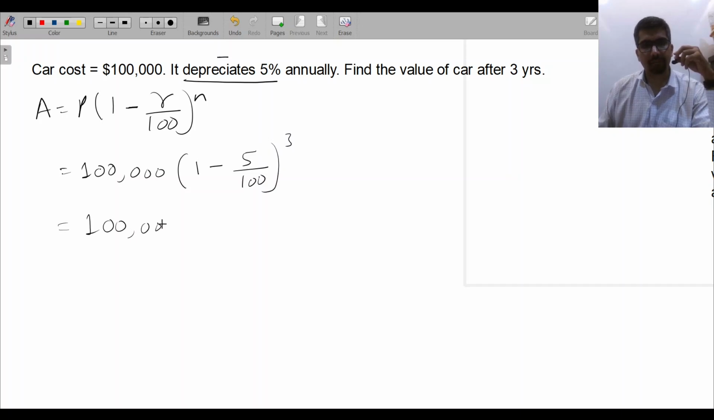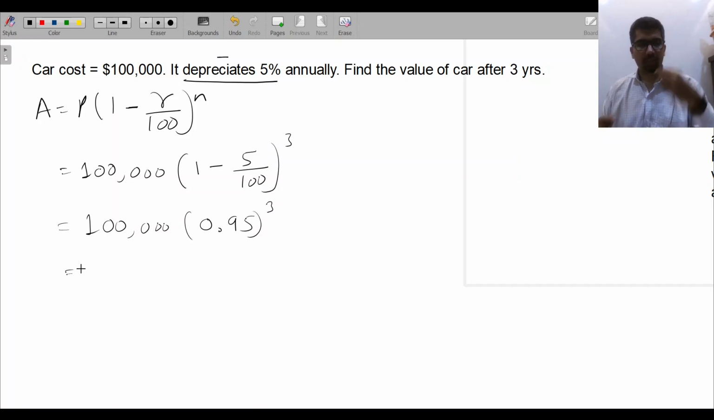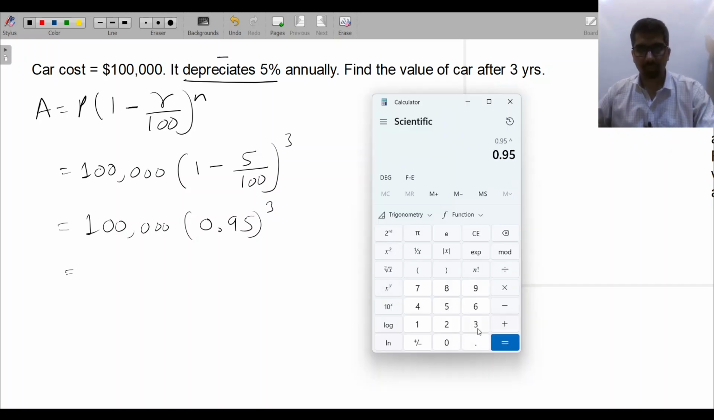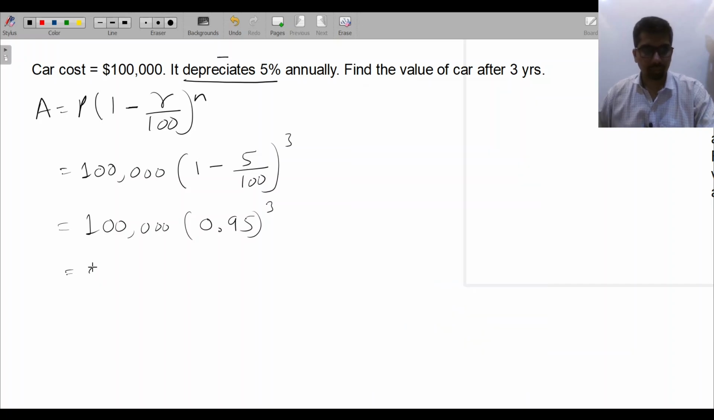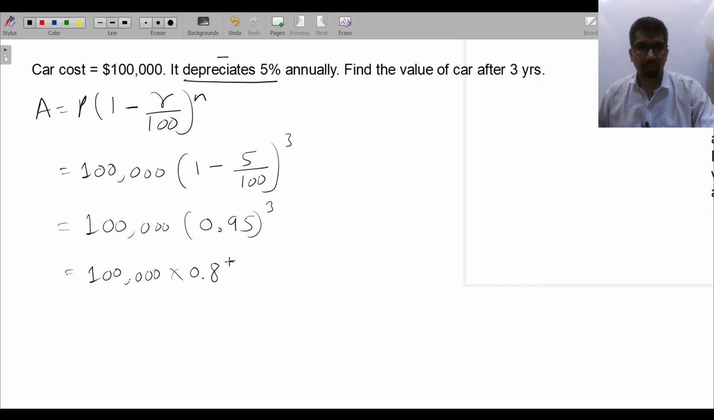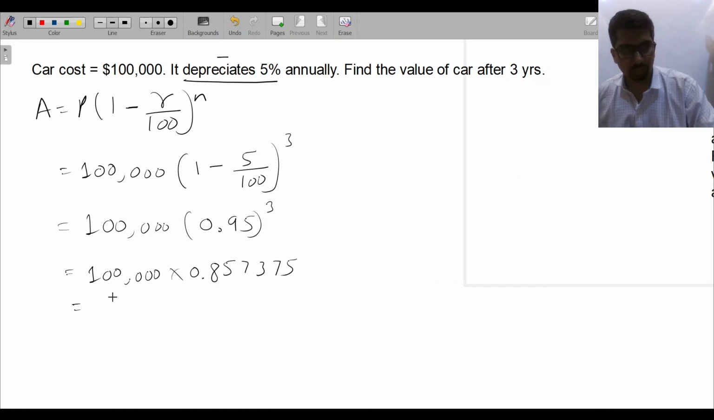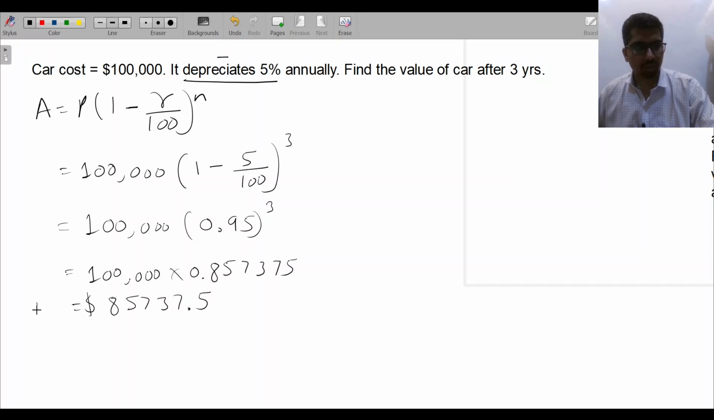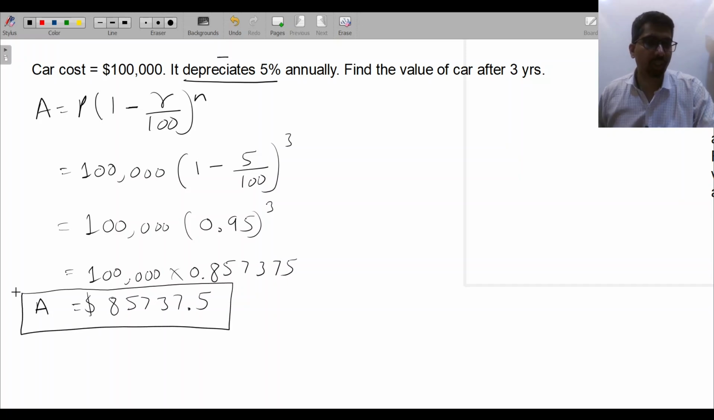This will be 0.95 raised to 3. Let's use the calculator. Eight five seven three seven five. So this is the value of the car at the end of 3 years. If it was a vintage car, it would appreciate, but this is a normal car, so it will depreciate.